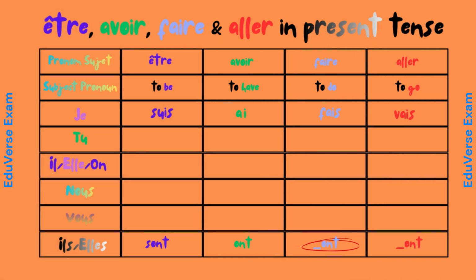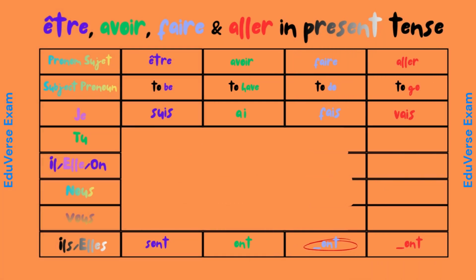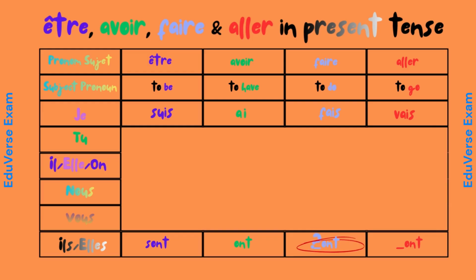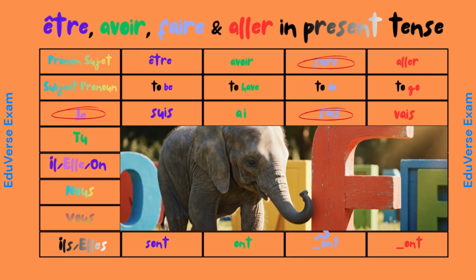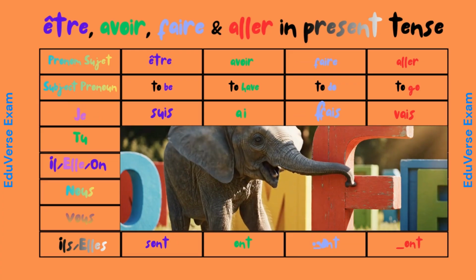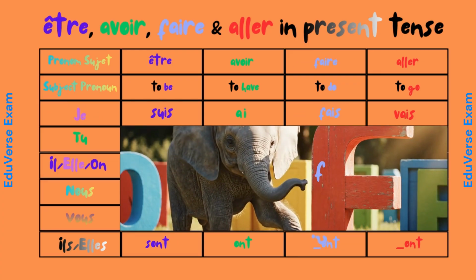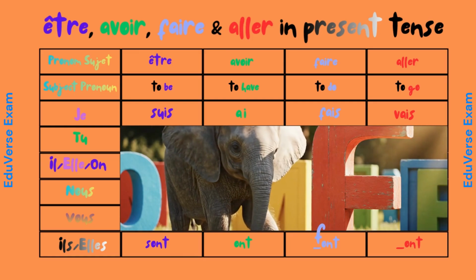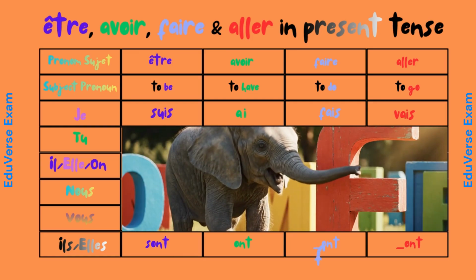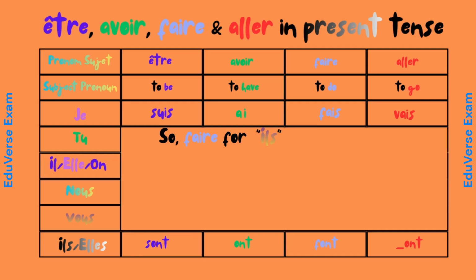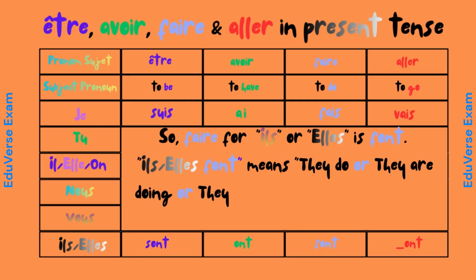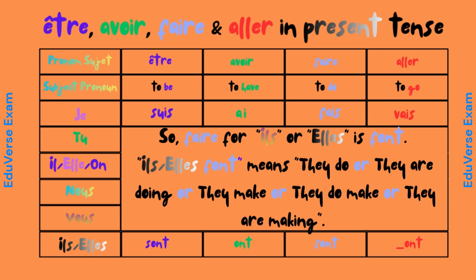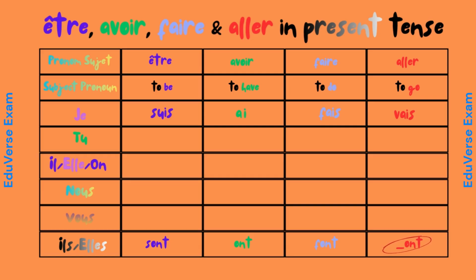Let's go to the next cell under faire. What is the first letter of faire for je? It is F. So, let's bring that F down. So, faire for il or elle is font. Ils font or elles font means they do or they are doing, or they make or they do make, or they are making. Let's go to the next cell, the last cell.